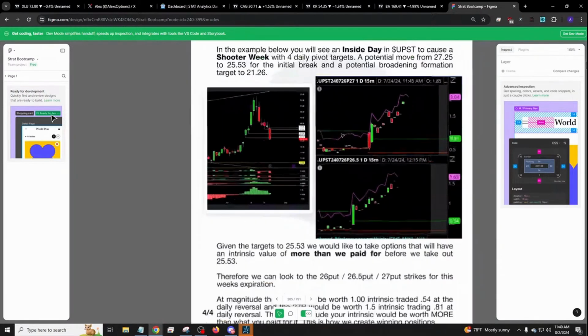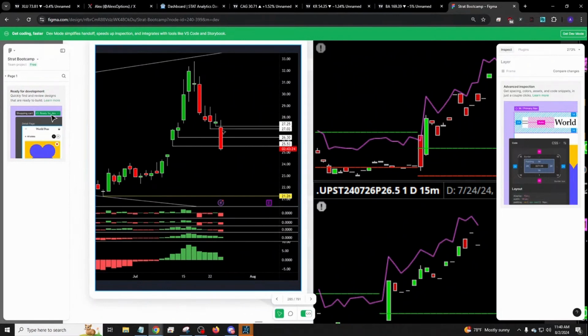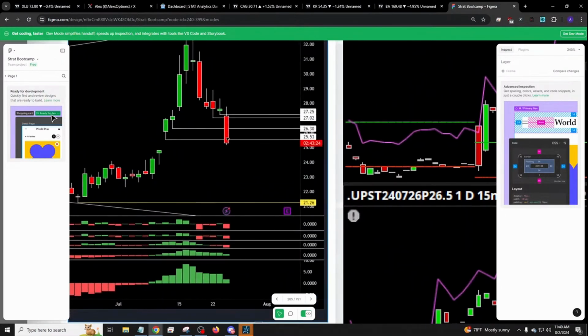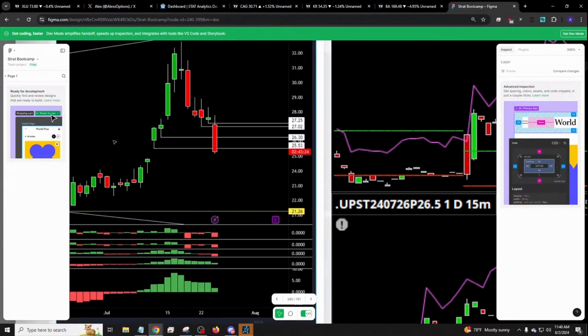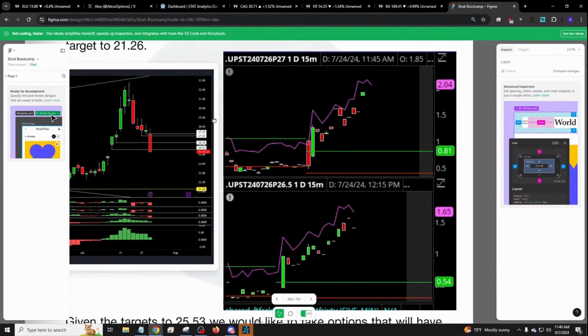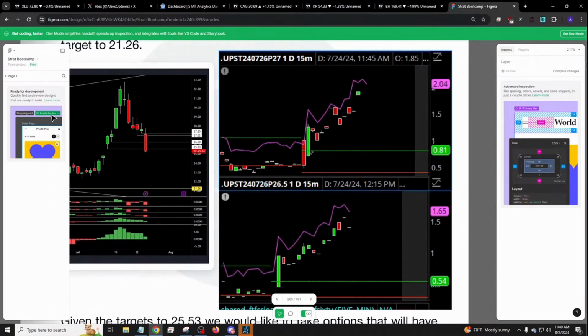When we're looking at applying this, we want to cluster pivot targets together so we can expect bigger moves. So in this example, 27.25 to 25.53. And then we want to ask ourselves, how in the money would those options be on that chain at magnitude at 25.53, and what are they trading at when that signal breaks? If you look at the 27 put, at 27.25, it's trading about 81 cents.